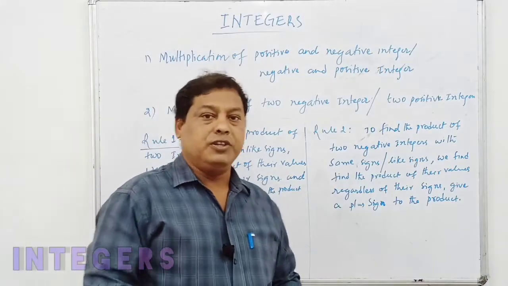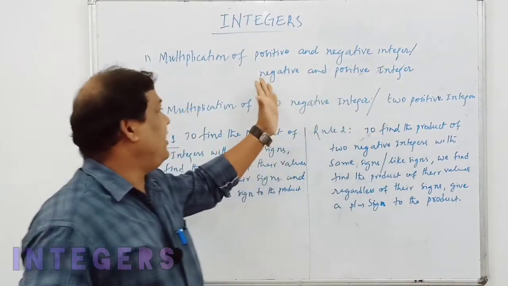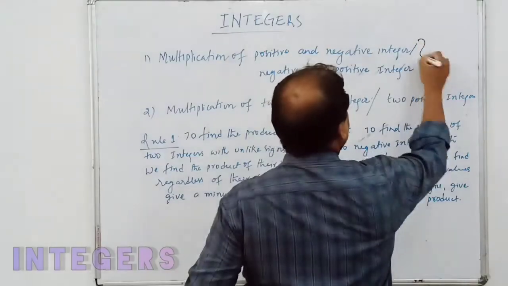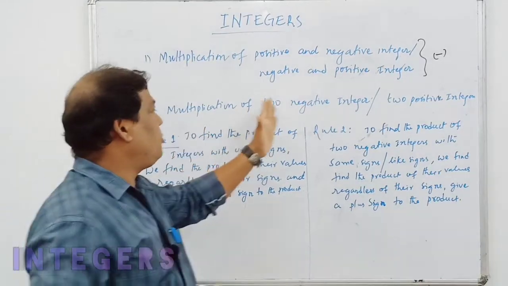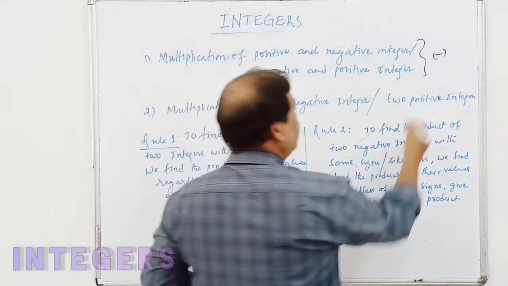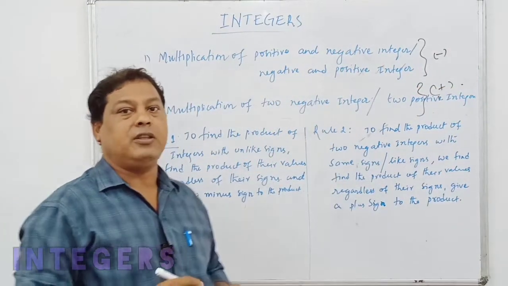So we observe that the multiplication of a positive and negative integer, or a negative and positive integer, gives a negative integer, and the multiplication of two negative integers or two positive integers gives a positive integer. So here we are having two rules.